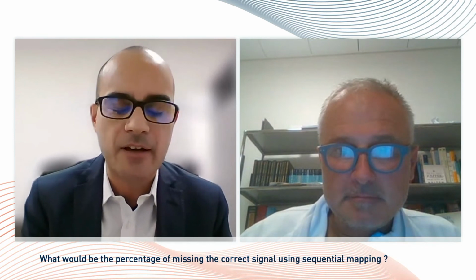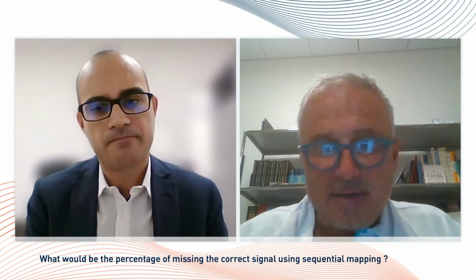In your experience, what would be the percentage of missing the correct spot using only sequential mapping? So we saw that you said that we lose a lot of information, but how often will that be relevant in clinical practice?